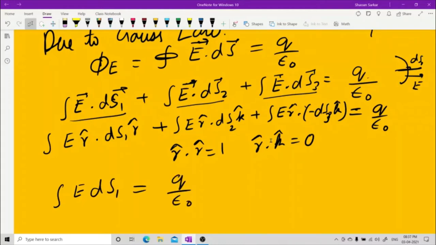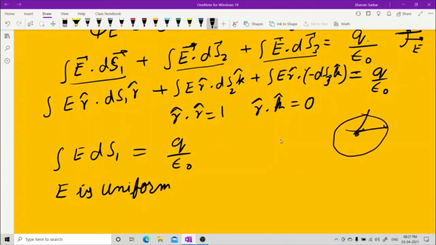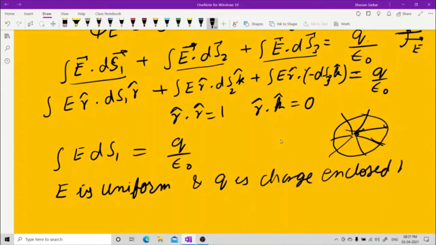Now you see one thing. E is uniform throughout. E is uniform at that particular radius. Suppose this is the point I want to find, the particular radius, everywhere from here the E is uniform. So E is uniform, and q is the charge enclosed by the Gaussian cylinder. This is a very important point.